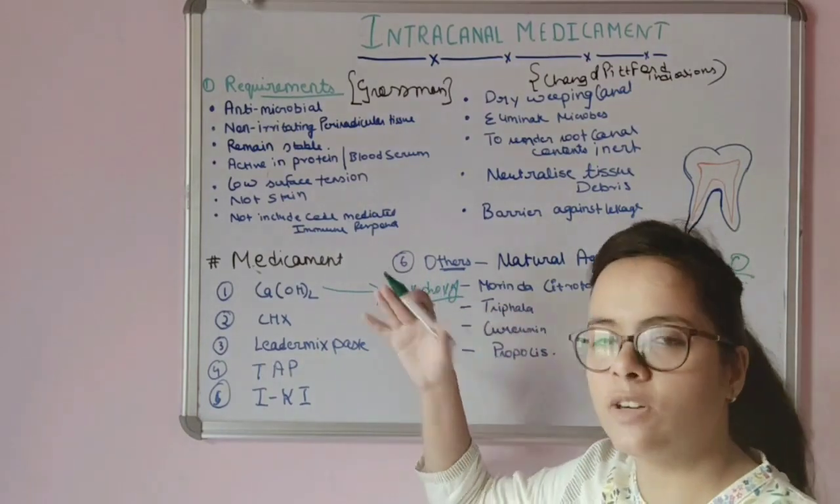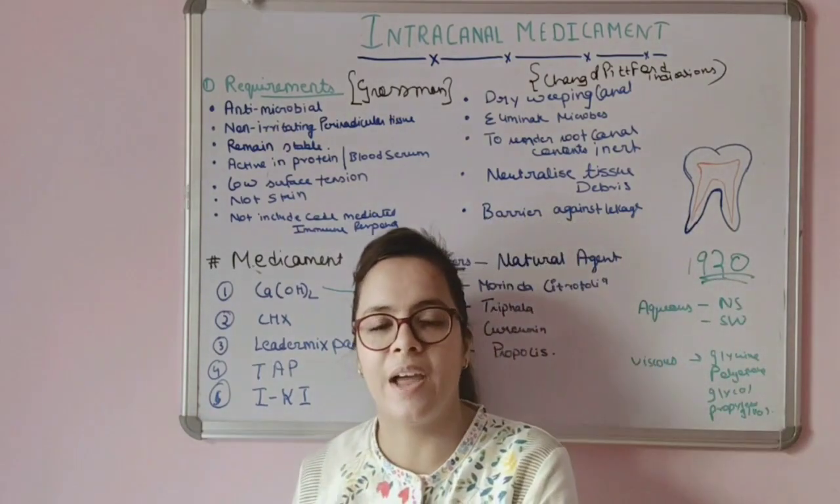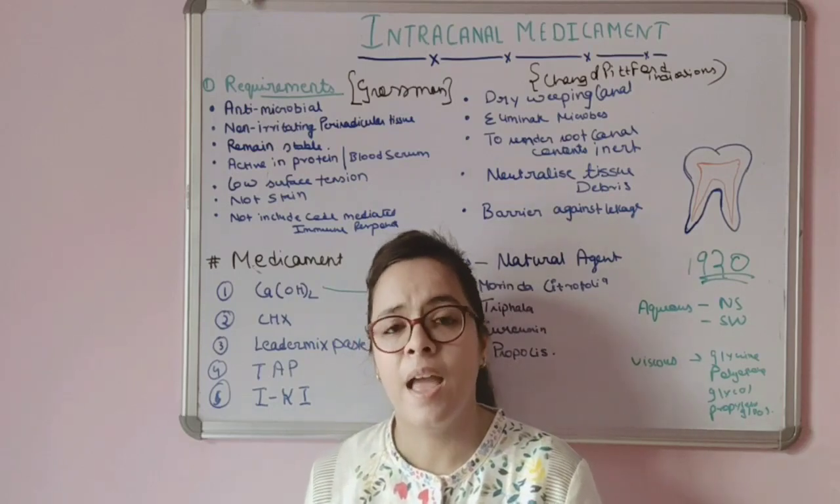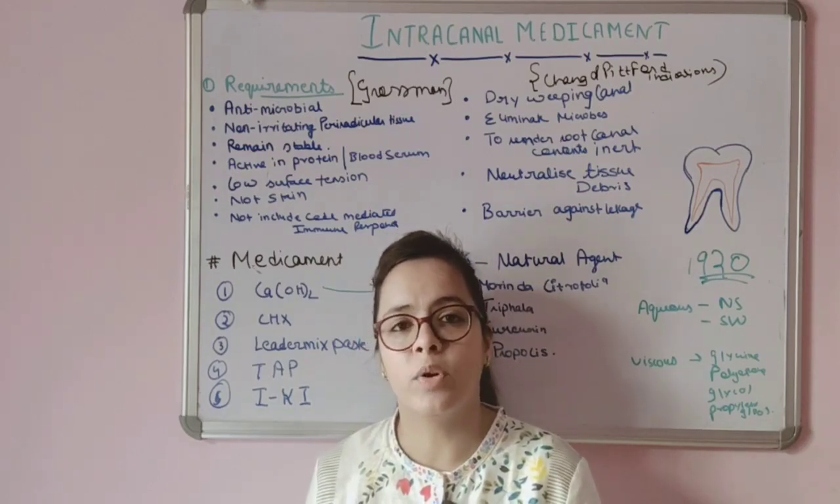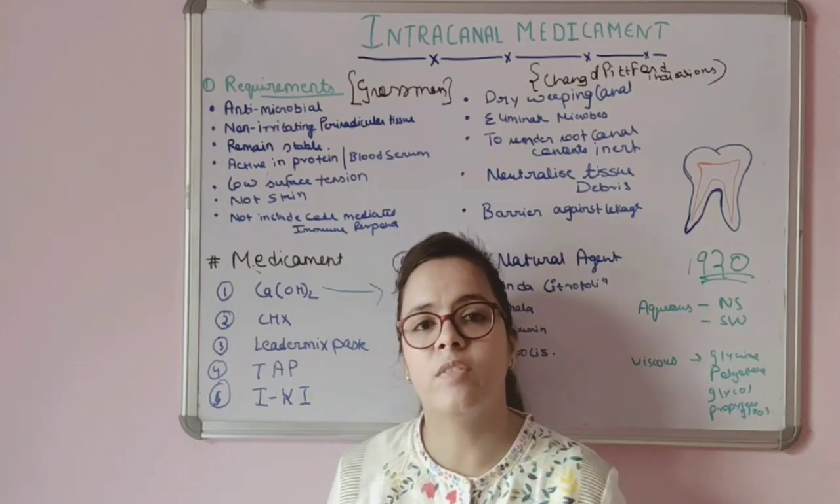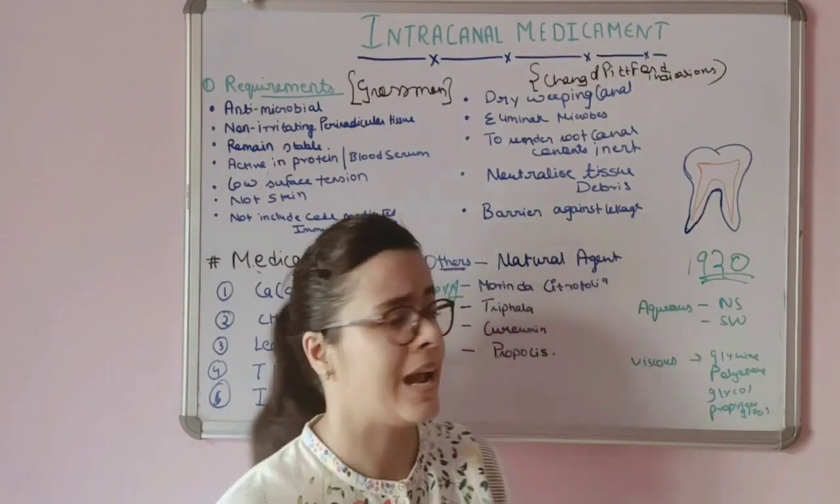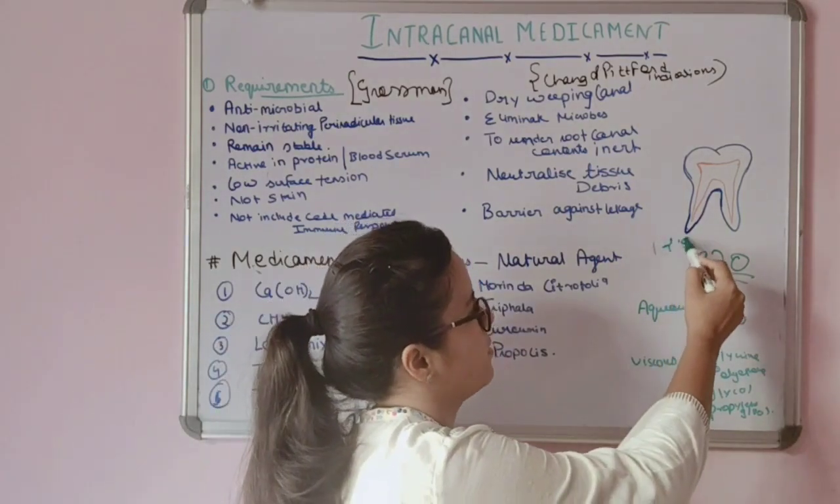When these hydroxyl ions are released, they will disrupt the cytoplasmic membrane of the bacteria, denature the protein membrane present over there, and also denature the DNA. Calcium hydroxide has a high alkaline pH of 12.5.